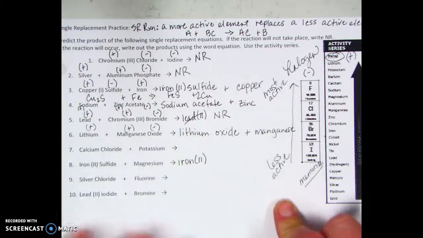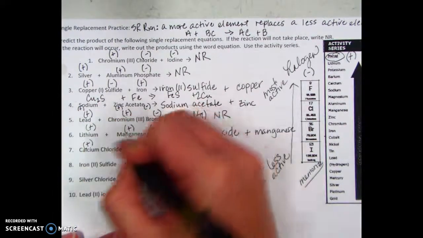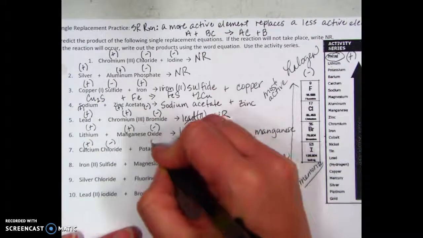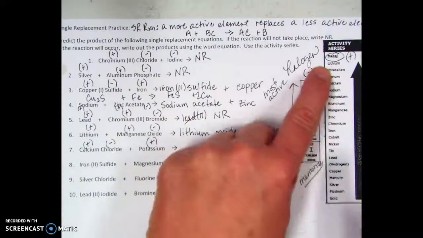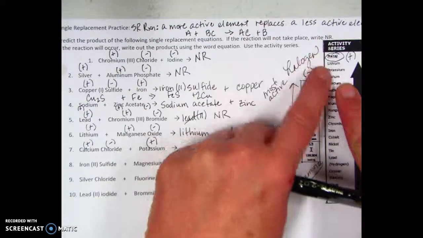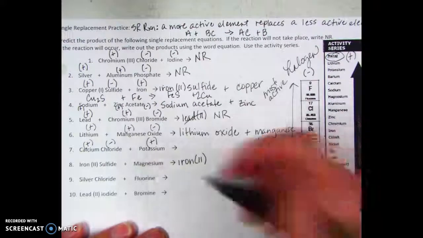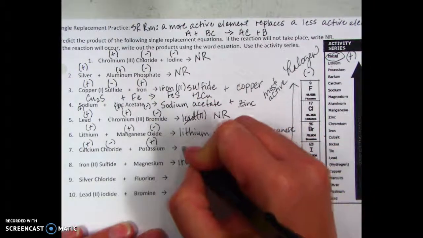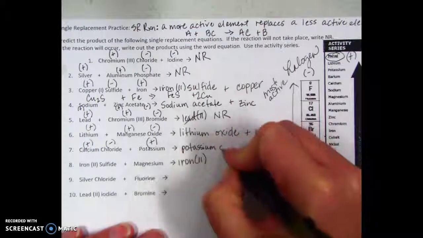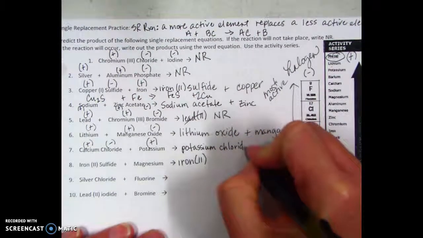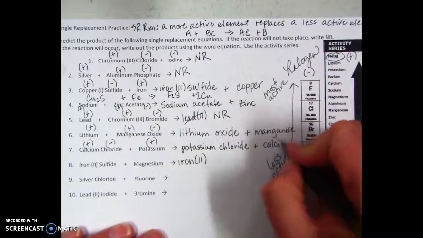It doesn't matter. Calcium is a cation, chloride, anion, potassium, cation. So we put our finger on potassium and our finger on calcium. Is potassium, that element, is potassium more active than calcium? Yes. So we get potassium chloride plus calcium. Okay.